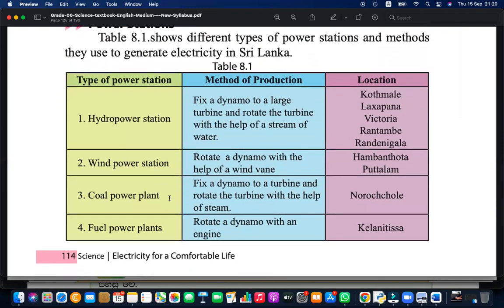Type of power station, method of production. So these are actually practical things that we can see. I hope that you have visited at least one of these, haven't you?